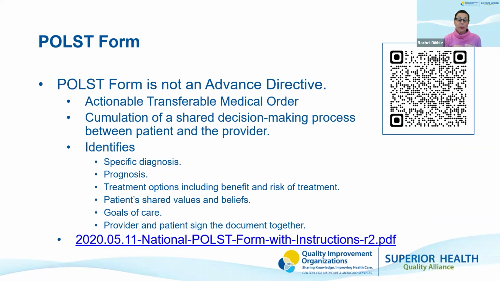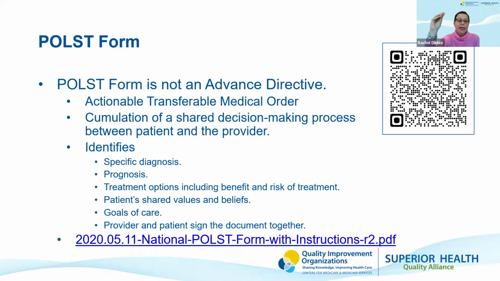The difference between this and a living will, though they're all advanced directives, is that this POLST form is actionable, meaning we do it. It's transferable, meaning this form goes from home to the hospital, hospital to rehab, rehab back maybe to a nursing facility, back to home, revised because we probably have new diseases, etc. And this form is the accumulation of a shared decision-making process between the patient and the provider.